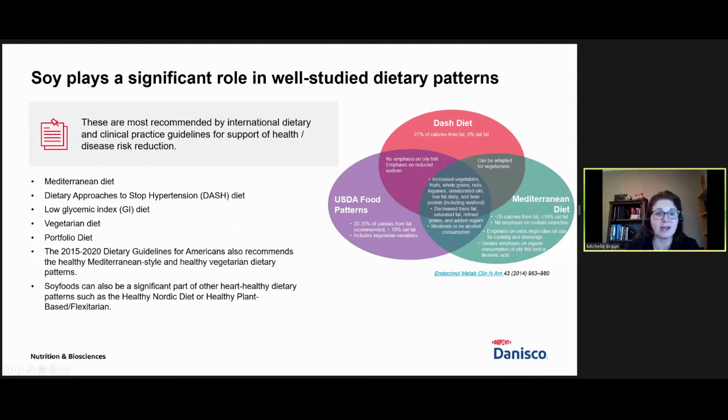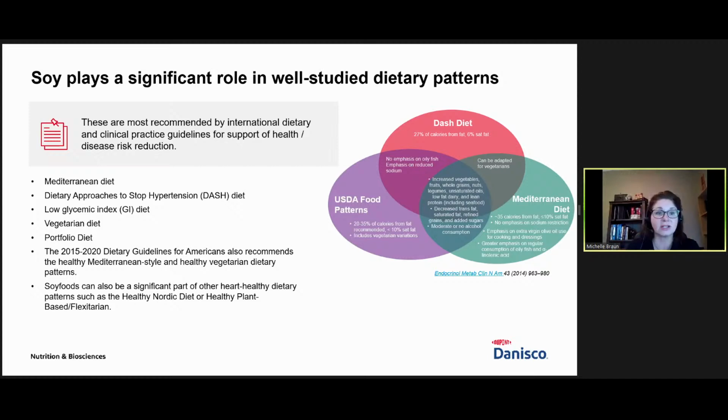And here's just a short list. Dietary patterns are frequently recommended by international dietary and clinical practice guidelines, especially when we think about heart disease risk. So a few of the diets that include soy and are well studied for their health effects are listed here, including the Mediterranean diet, which is high in fruits and vegetables, whole grains, legumes, nuts, and olive oil. This has been well studied in terms of its effects on persons who are at high risk for cardiovascular disease and its efficacy.